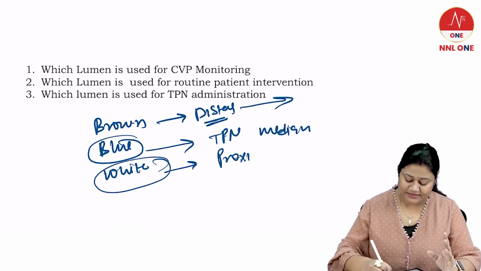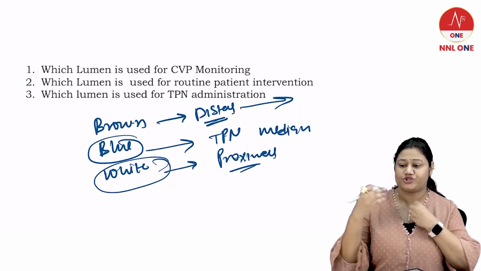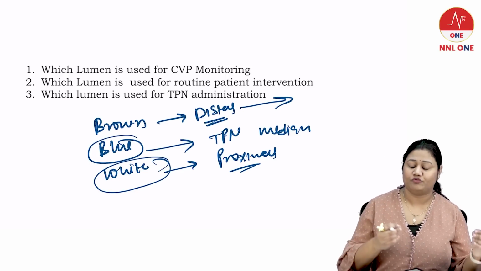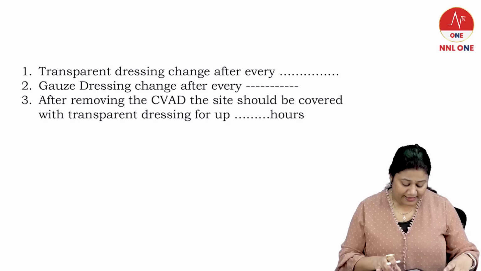The proximal lumen is the one you can use for all forms of intervention. You have to administer medication, take a blood sample, or administer any IV fluid: you can use the white proximal lumen, right?